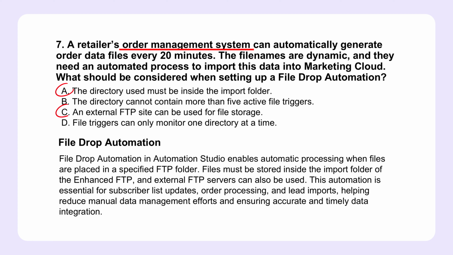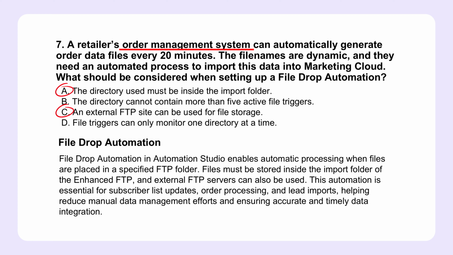So it adds that flexibility for integrating with all sorts of different systems without forcing them to directly push files into Marketing Cloud itself. So what about the other options that are sometimes mentioned in these types of questions? Are there limits on the number of active file triggers per directory? Does it have to monitor only a single directory? There might be some practical considerations when it comes to the number of automations or file drops in a single directory, just for performance reasons, especially if you have a really high volume of files.